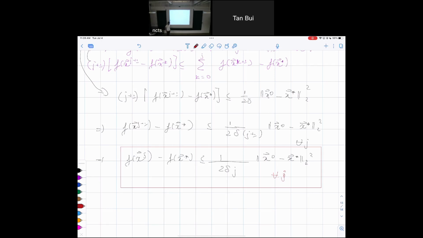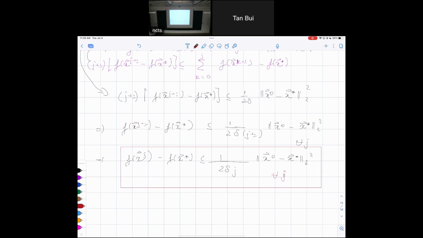Convergence is one thing; the convergence rate is actually more difficult. By doing that, we also have the convergence rate. The convergence rate is 1 over delta, 1 over j. In other words, we also show that f(x_j) minus f(x*) is of order 1 over j. So it's a linear convergence, in big O notation.